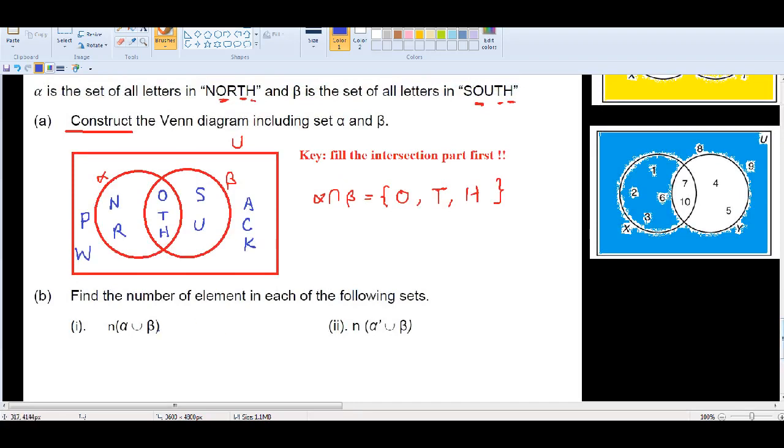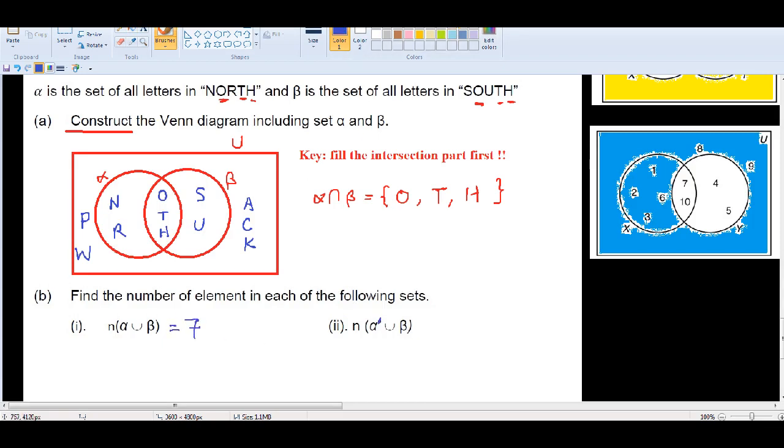For example, n means number of elements in the union of alpha and beta. Union of alpha and beta means which area? It means all this area, right? So there are 1, 2, 3, 4, 5, 6, 7. There are 7 of them. So you just write 7.